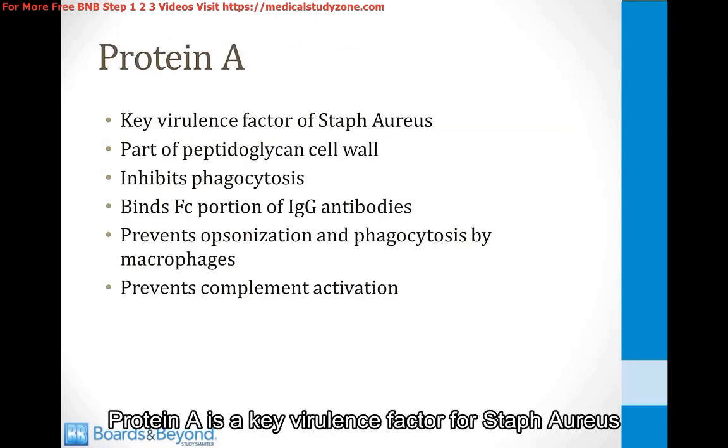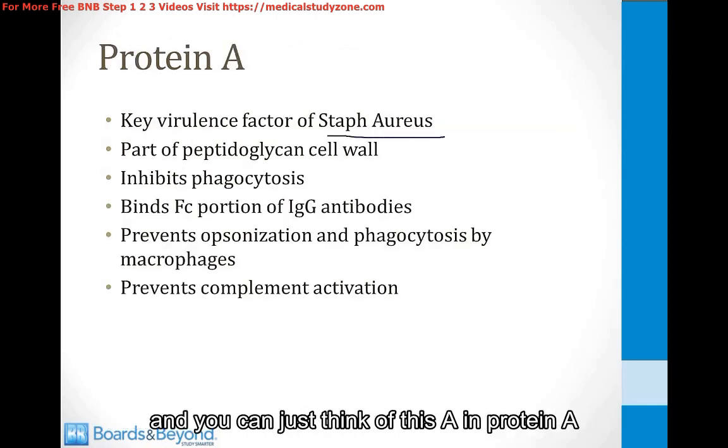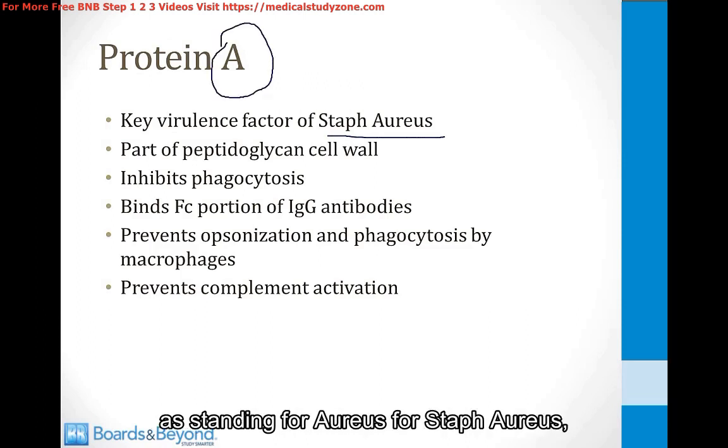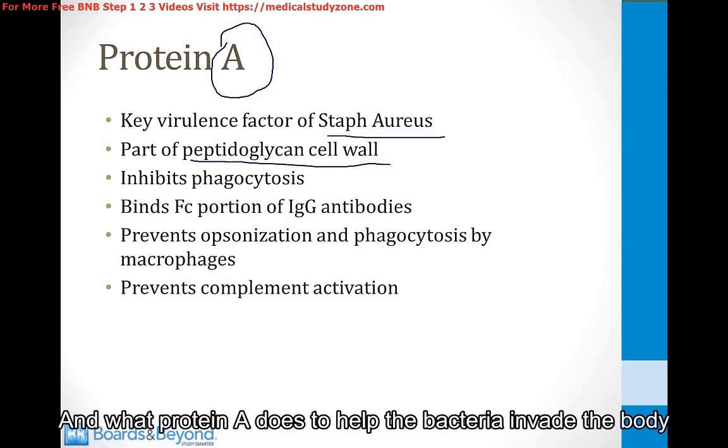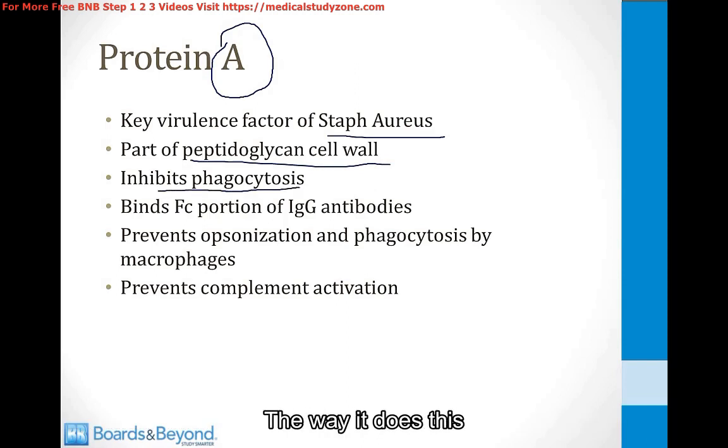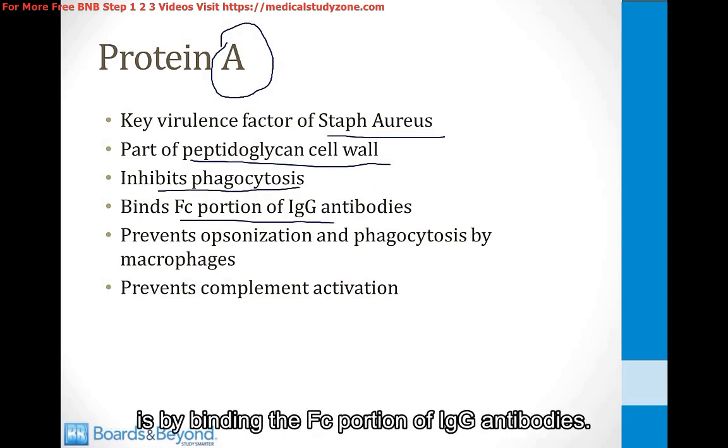Protein A is a key virulence factor for Staph aureus, and you can just think of this A in protein A as standing for aureus, for Staph aureus, and it's part of the peptidoglycan cell wall of Staph aureus. What protein A does to help the bacteria invade the body is inhibit phagocytosis. The way it does this is by binding the Fc portion of IgG antibodies.